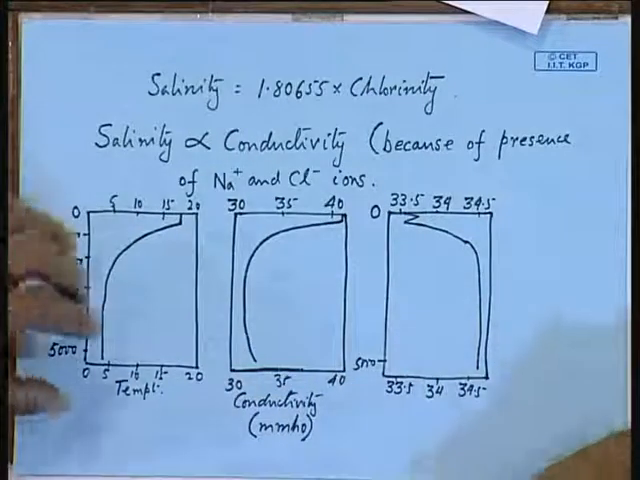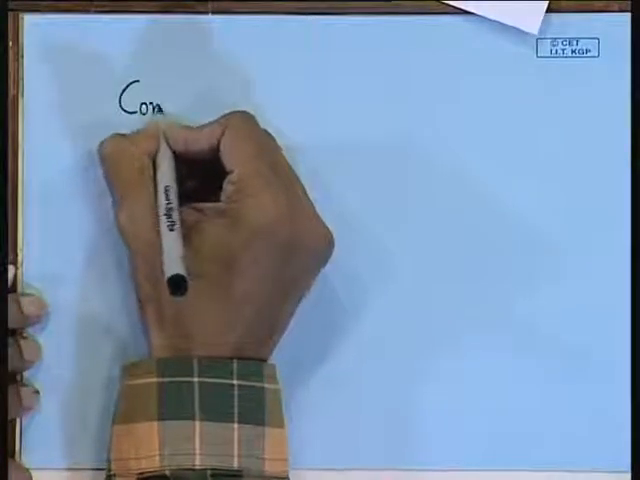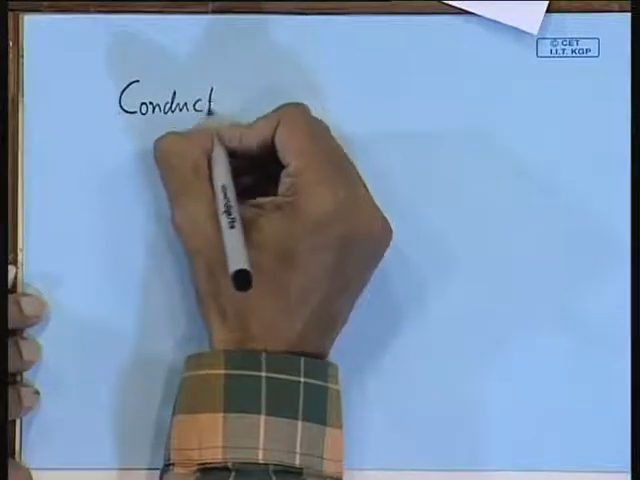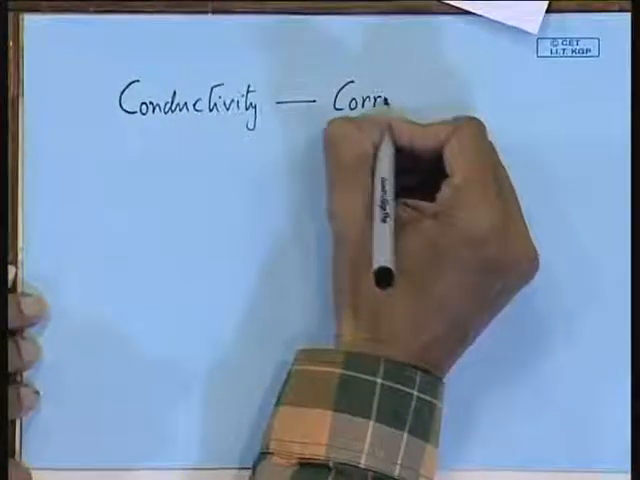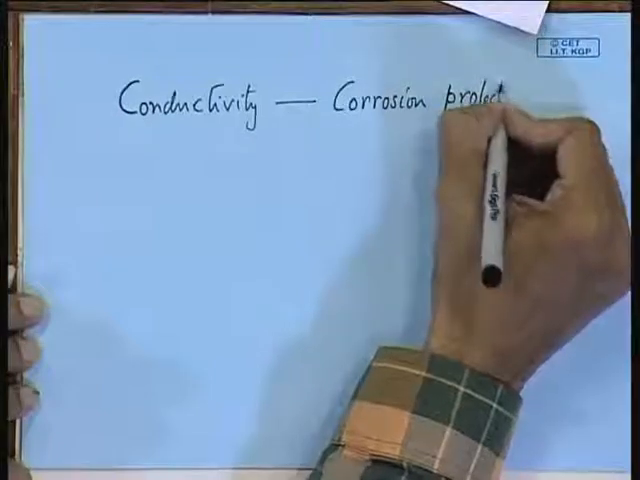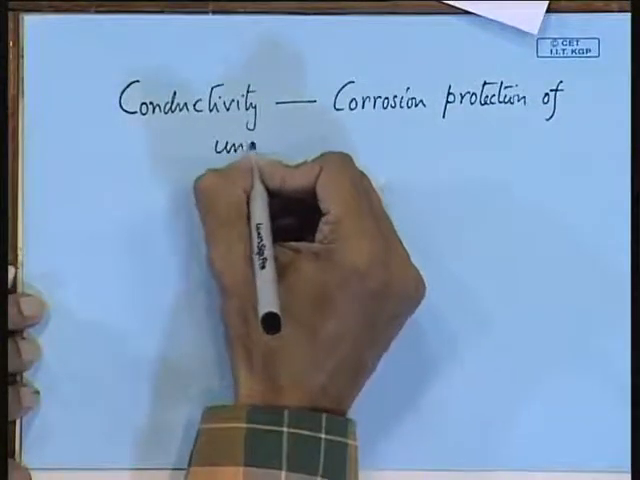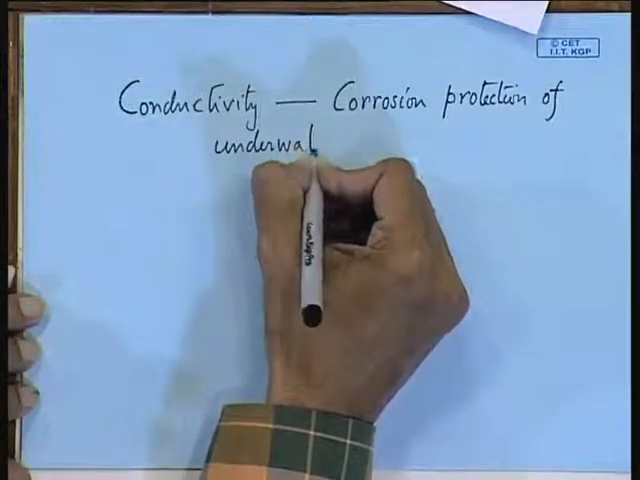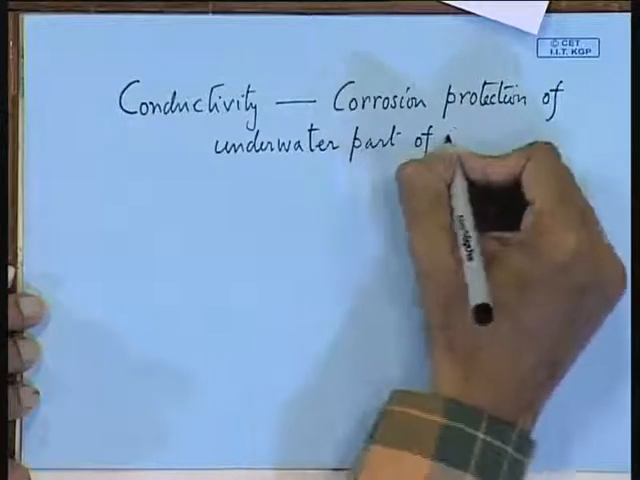Now, the last one, salinity, yes, I told you where it is used. Now, this conductivity of seawater because of salinity is used in what is called corrosion protection of underwater parts of ships and offshore structures.